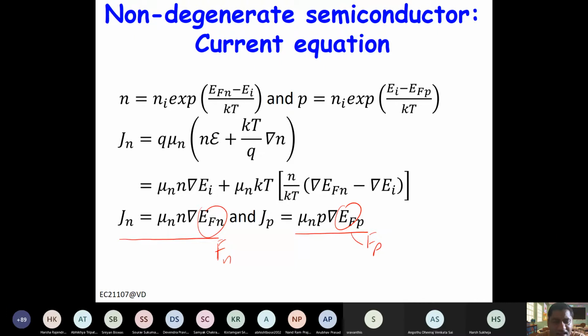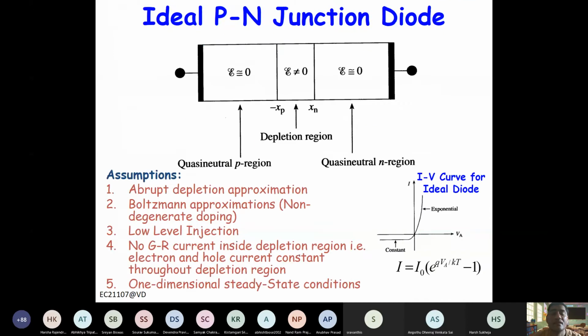So current can also be expressed as just mu n times del EF, or del FN by del x. Now this is only true for non-degenerate semiconductors, because these expressions are not valid for degenerate semiconductors. For that you have to use the Fermi-Dirac integrals directly.